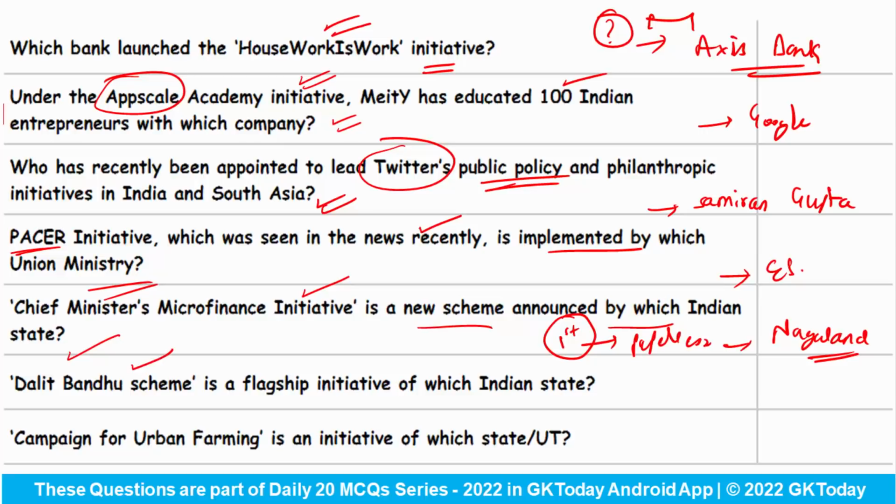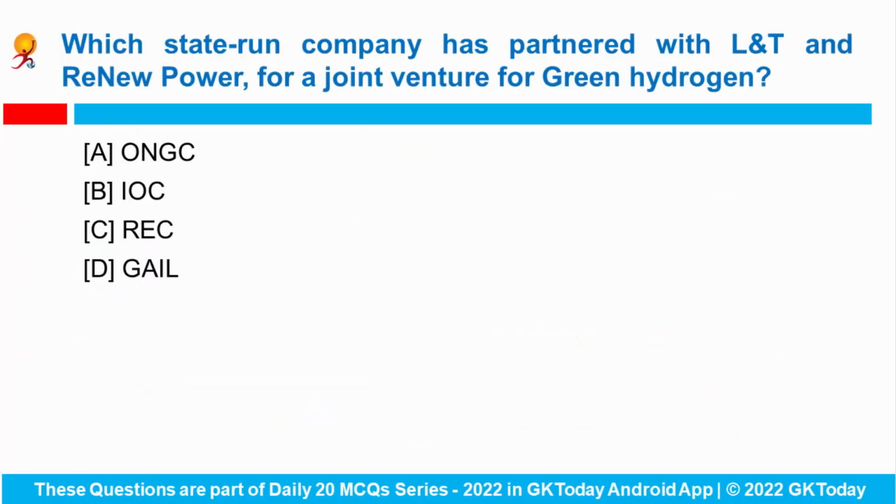Dalit Bandhu scheme is a flagship initiative of which Indian state? This scheme belongs to the state Telangana. Campaign for Urban Farming is an initiative of which state or union territory? Answer is New Delhi. Next question.